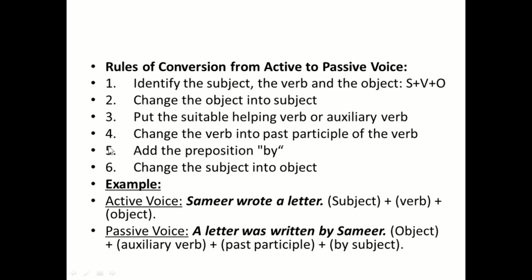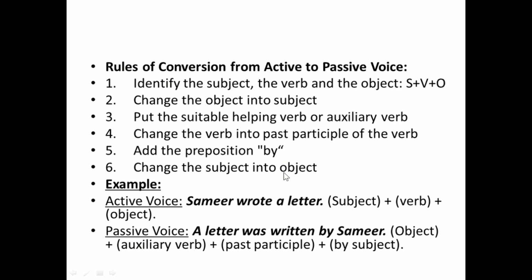Then we have number 4. Change the verb into the past participle of the verb. We have to use the third form, past participle. For example, if the first form is eat, the second will be ate, and the third will be eaten. So when you change into passive, you have to choose the third one, eaten. Always in passive we use the third form or past participle. Then we have number 5, add the preposition by. Number 6, change the subject into object.